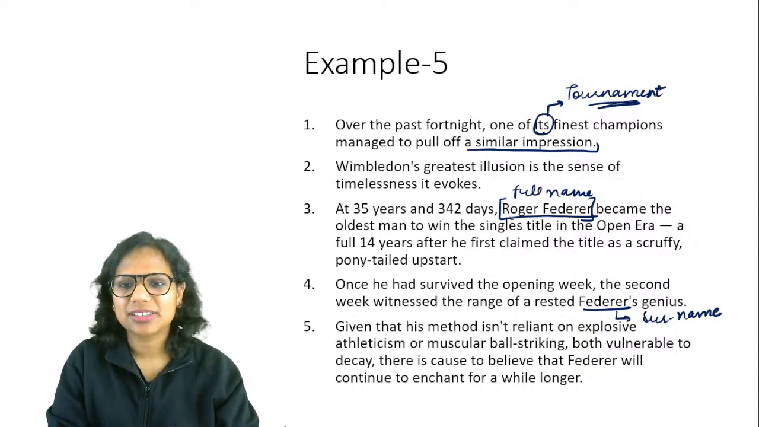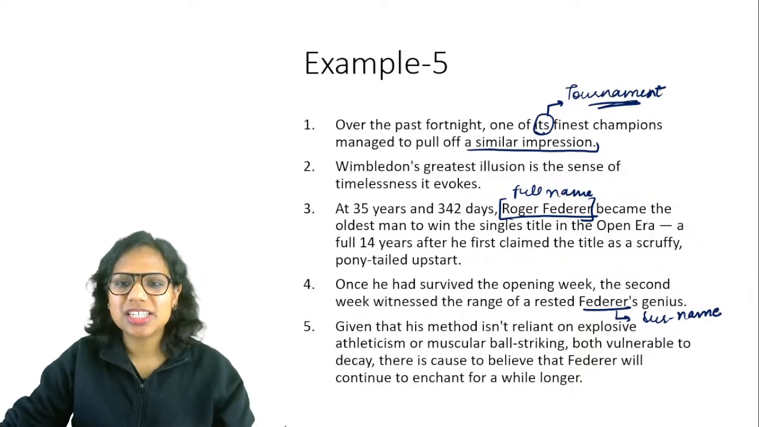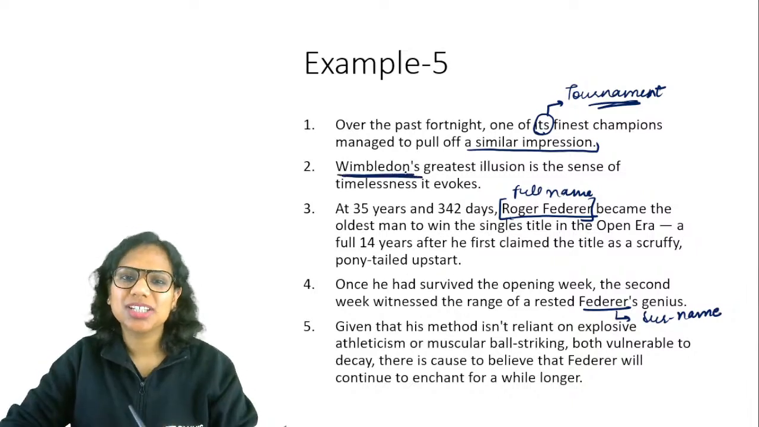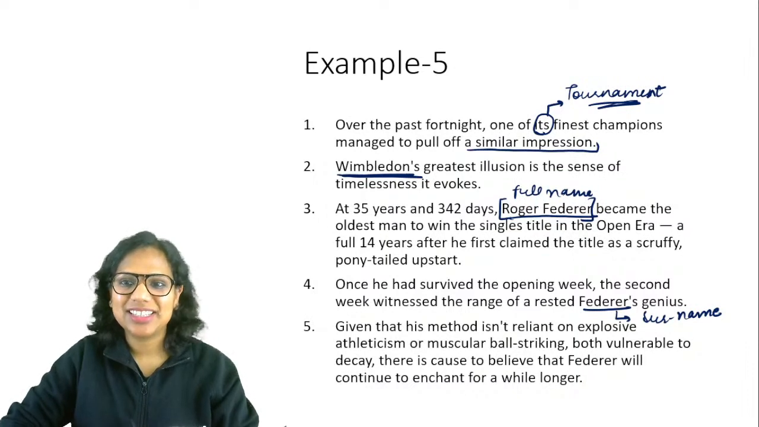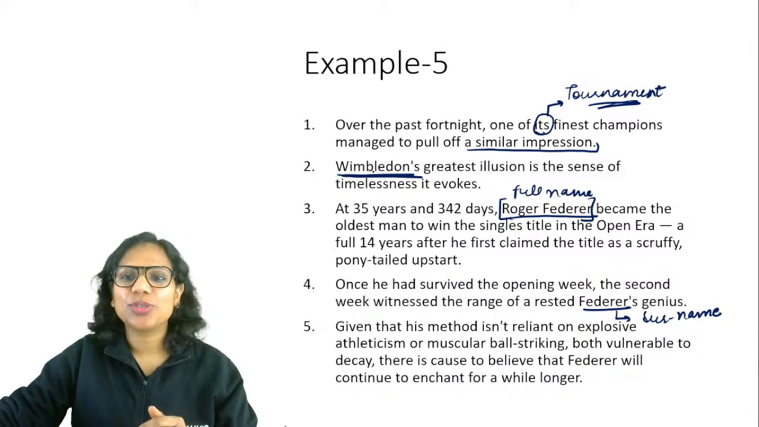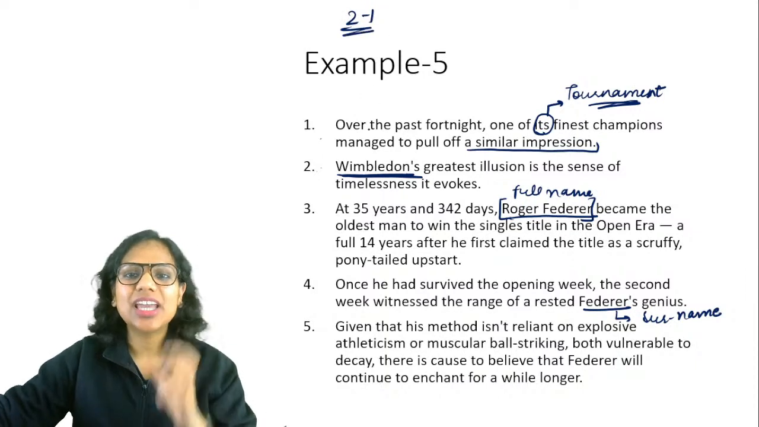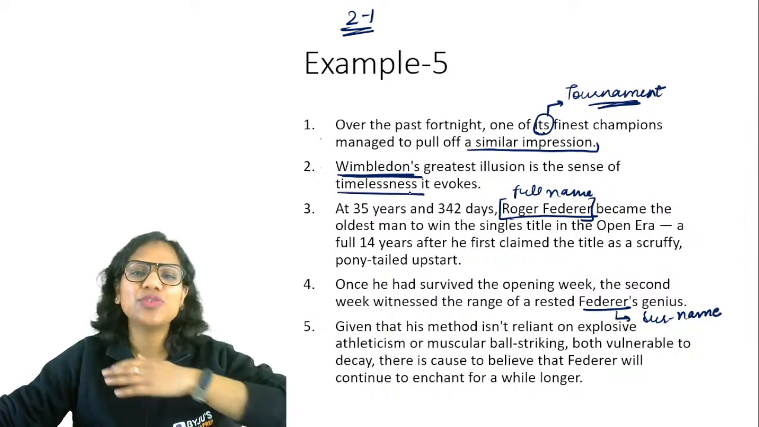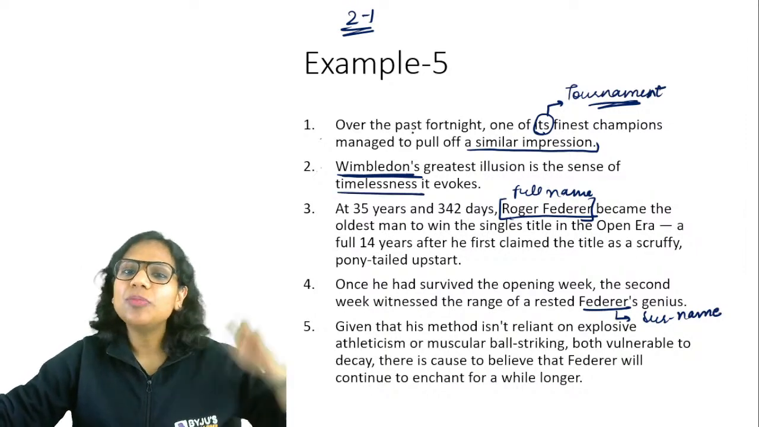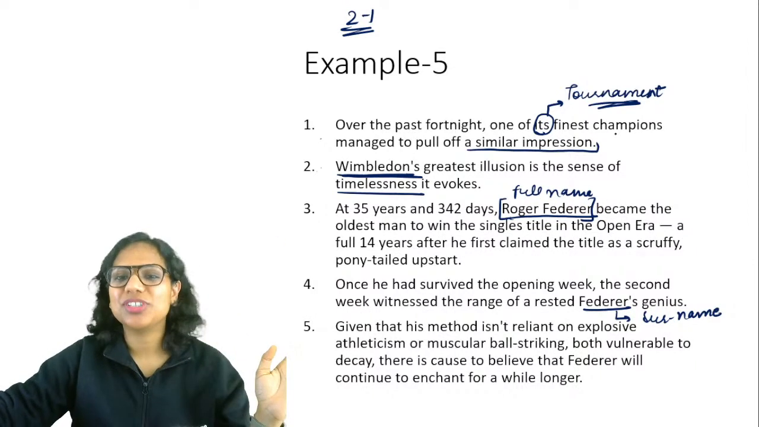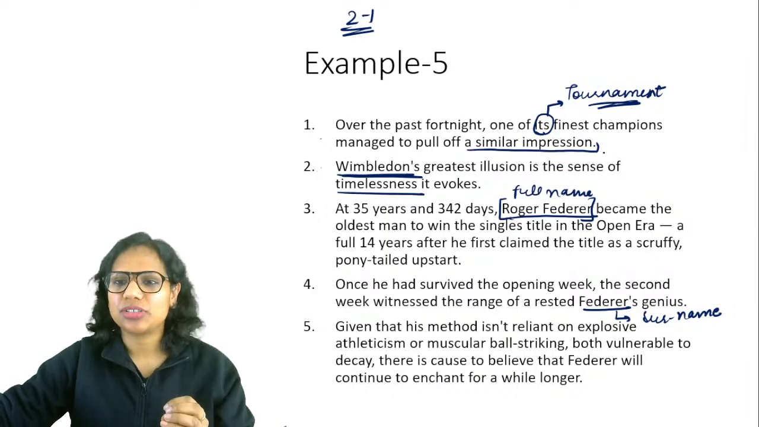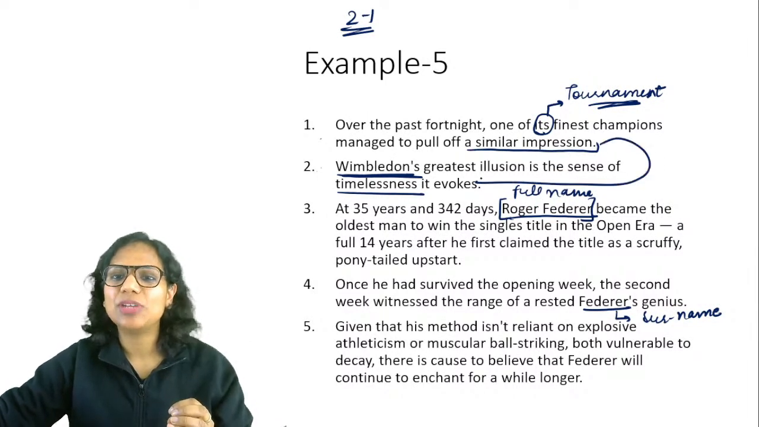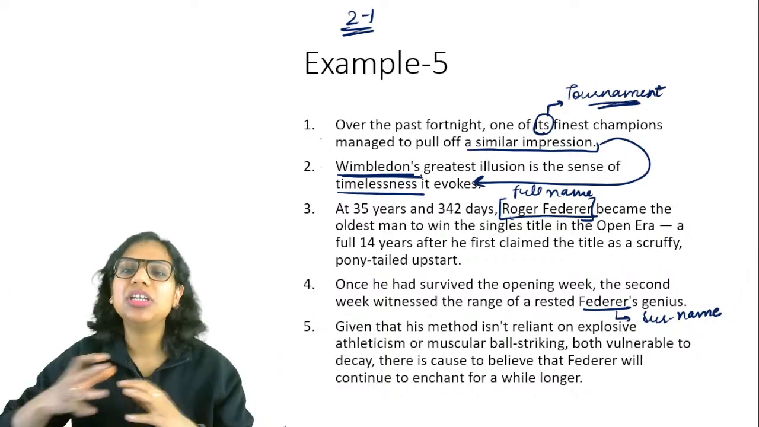Yes, it's not mentioned in any of the other sentences except two. So how can two be the odd one out? Yes. So 2 is not the odd one out here. In fact, 2 and 1 form a pair. See how? Wimbledon's greatest illusion is the sense of timelessness that it evokes. It's as if it's evergreen, it's timeless. Over the past fortnight, one of its finest champions managed to pull off a similar impression. A similar impression means an impression of timelessness, of being evergreen.